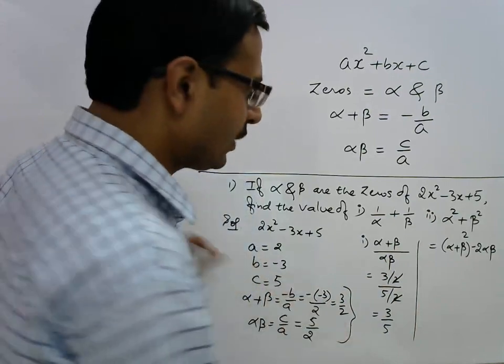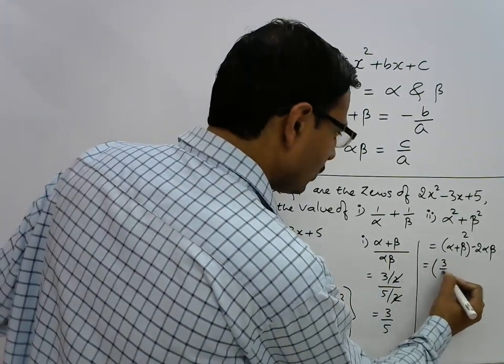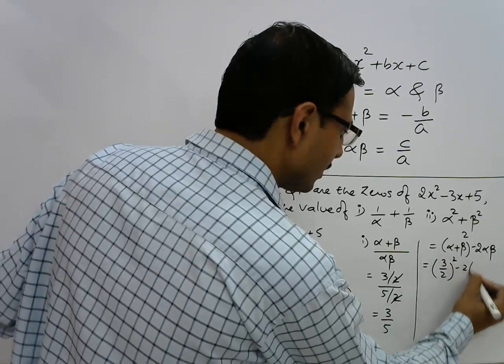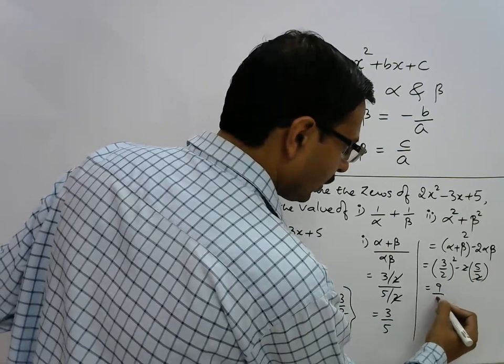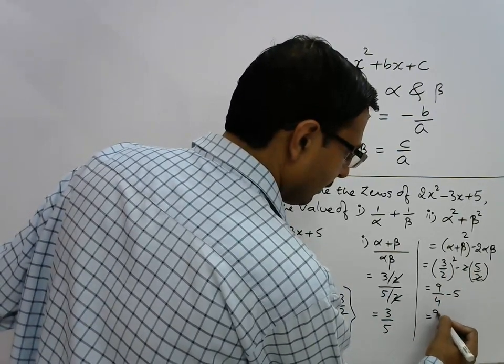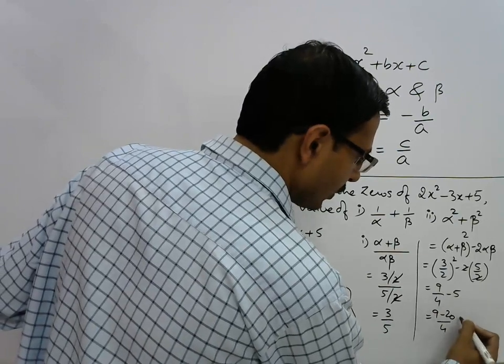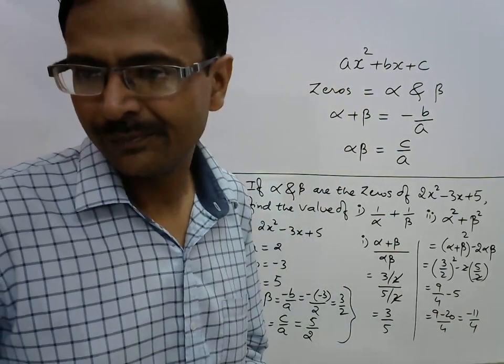Now substitute the values here. Alpha plus beta is 3 upon 2 square minus twice of 5 upon 2. So this is 9 upon 4 minus 5. 9 minus 20 upon 4. So your answer for this question is minus 11 upon 4.